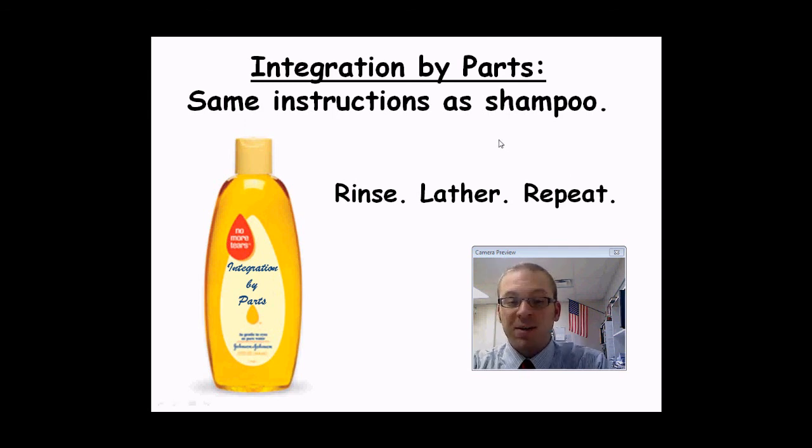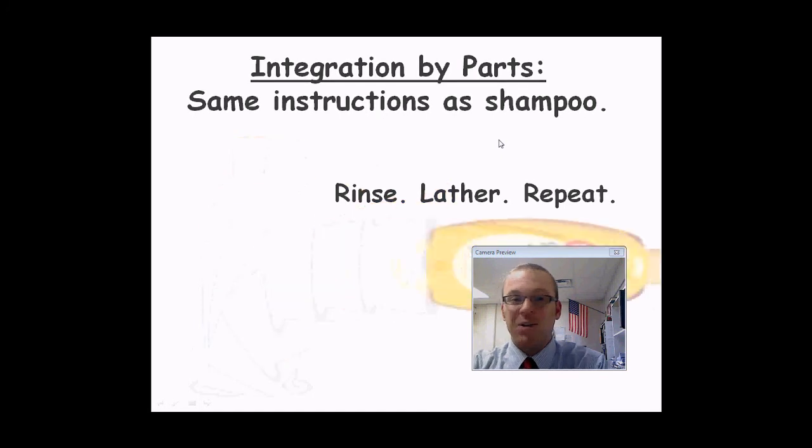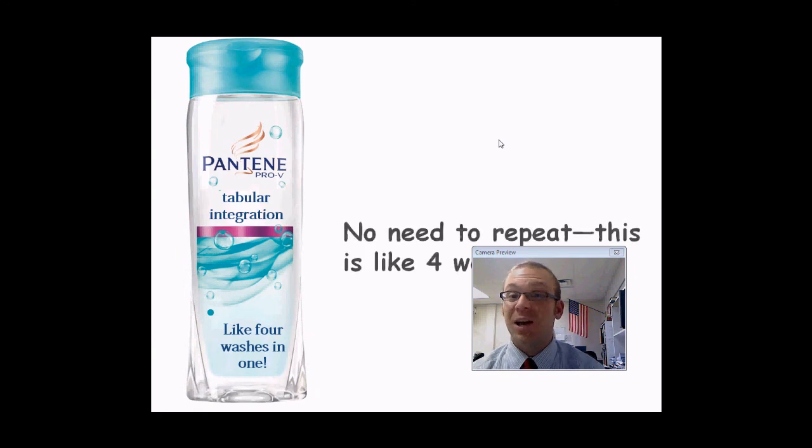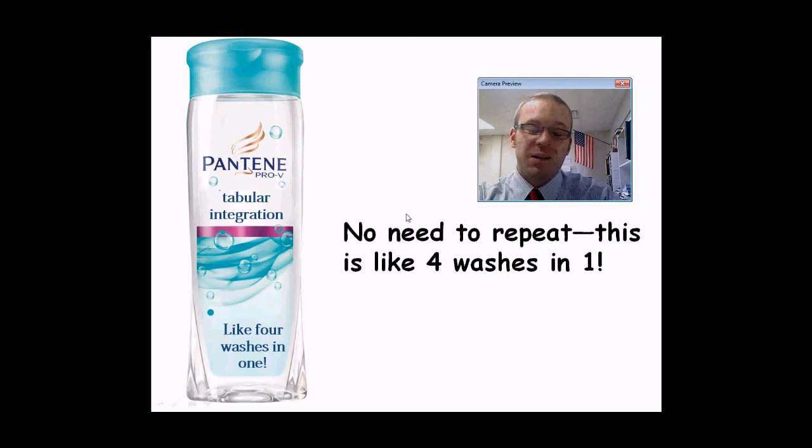So basically we're switching brands of shampoo, and we are moving up the ladder to Pantene Pro-V Tabular Integration Shampoo. With tabular integration, there's no need to do the repeat step. It's like getting four washes in one, or five in one. However many integrations by parts you need, you get them done in one tabular integration.